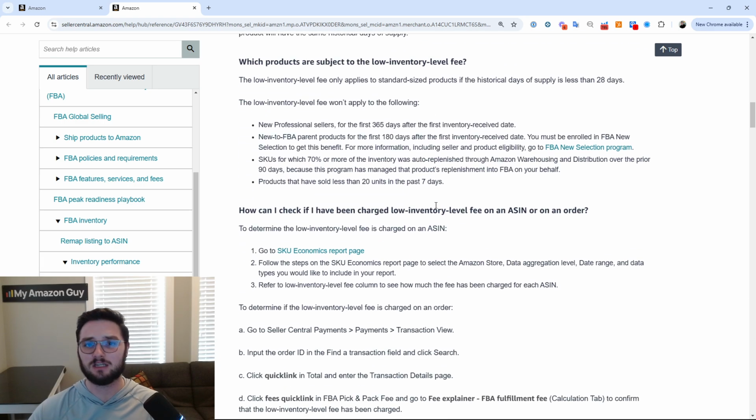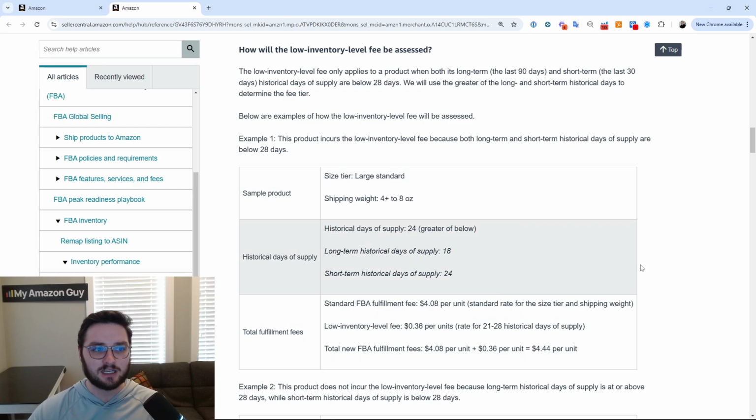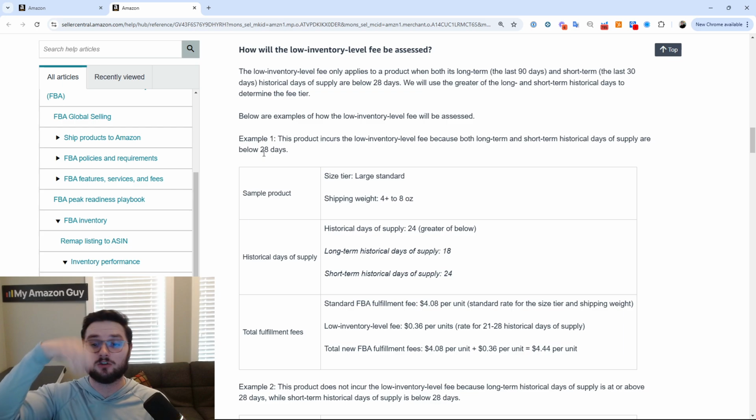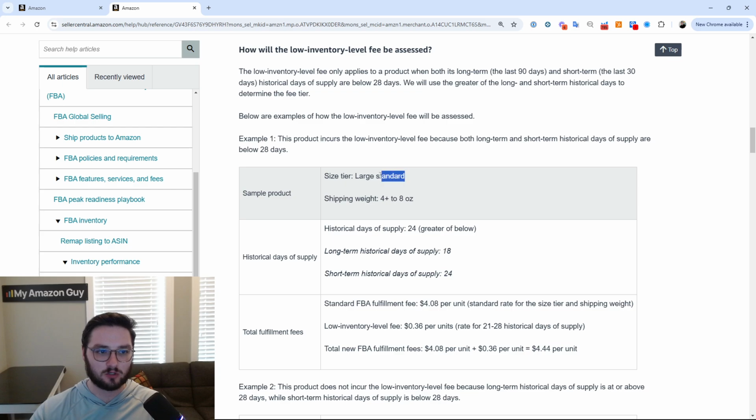That gets a little bit more complicated, gets a little bit more into the sheets, but luckily they give us some good examples here. So this example is, this product will incur low inventory level fees because both long-term and short-term historical days of supply are below 28 days. That means essentially your historical day of supply is below 28 days. So you historically will keep more than 28 days of supply at FBA at any given time. So the size tier here is large standard. It weighs 4 pounds, 8 ounces. For the historical days supply, it's 24. So less than that 28 days.